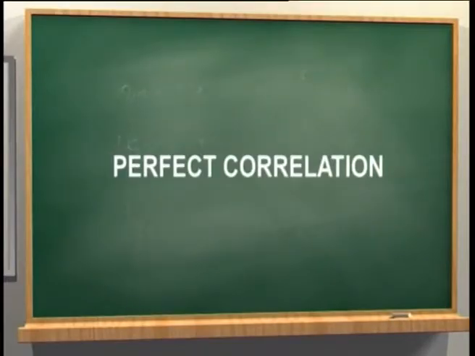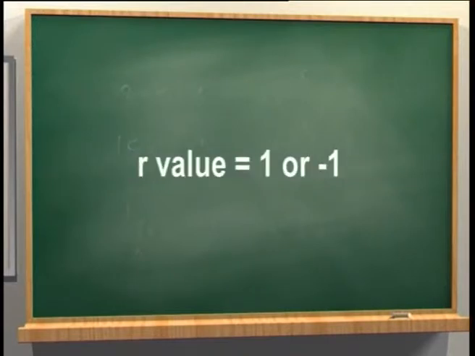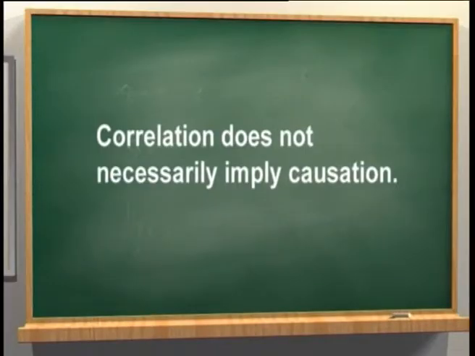Perfect correlations, that is, r values of 1 or minus 1, are rare. Further, the presence of a correlation between two variables does not necessarily mean that a change in one variable causes the change in the other variable. Correlation does not necessarily imply causation.